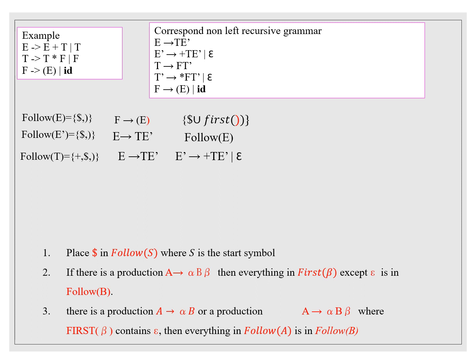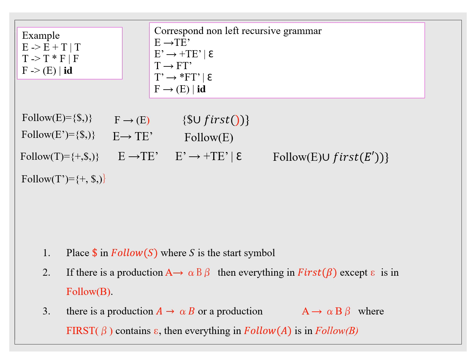Rule number 2. Apply rule number 2. What is follow of T? Follow of T is first of E dash. Rule number 2. Therefore, according to the first production, it is follow of E union first of E dash. Therefore, what is follow of E? Follow of E is dollar comma closing bracket. What is first of E dash? First of E dash is epsilon comma plus. But we are not copying epsilon.